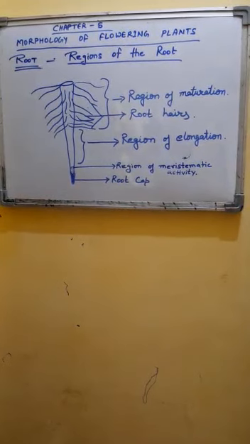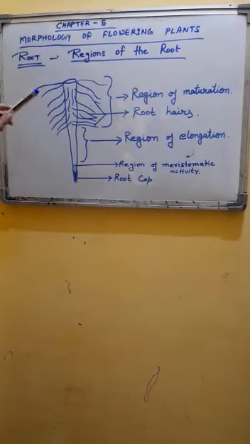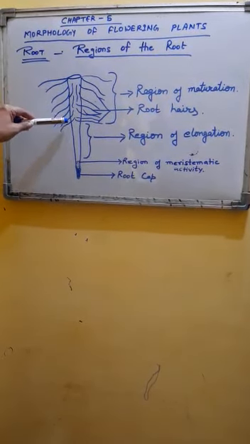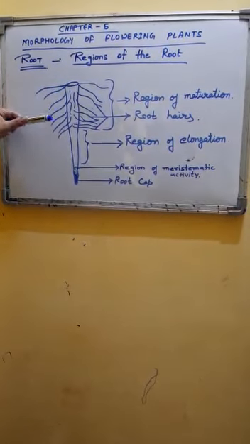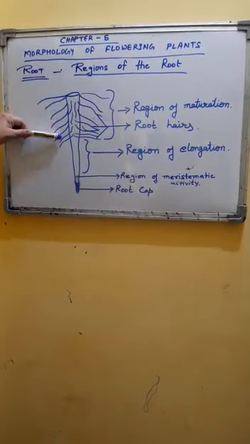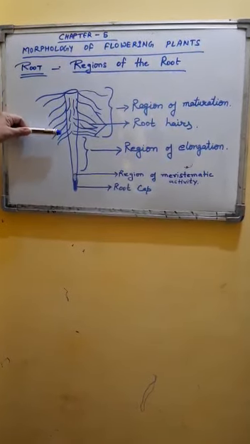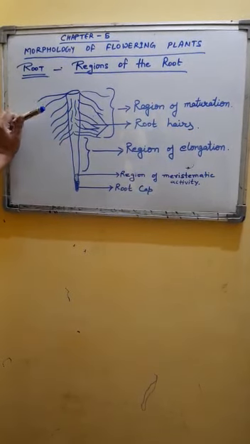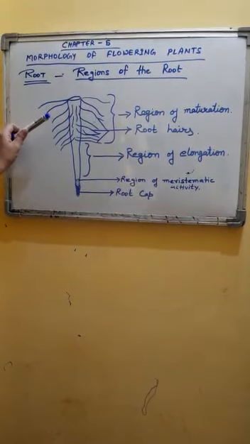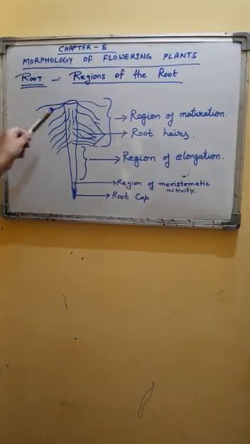After the region of elongation, the last part of root is called region of maturation. Here the cells are mature and differentiated. Differentiation is done and the cells undertake various functions. The cells become mature over here. Also, this is the part from where root hairs arise.